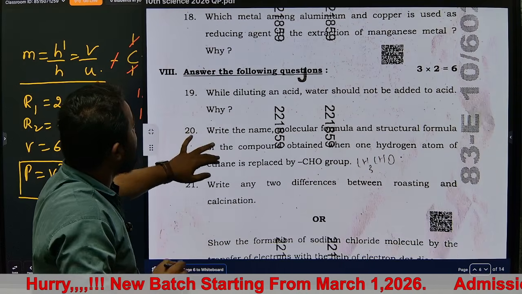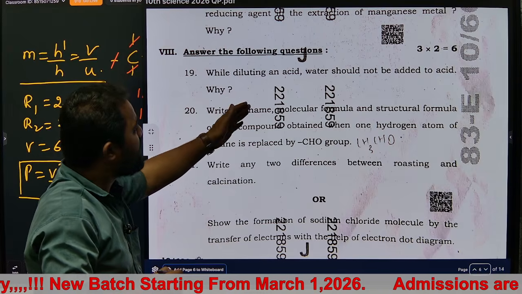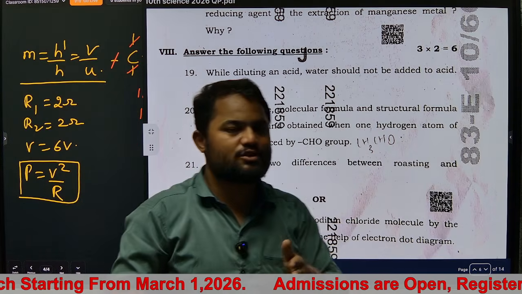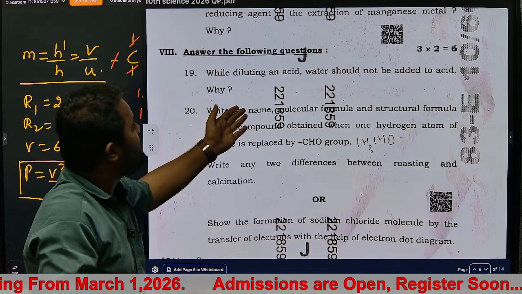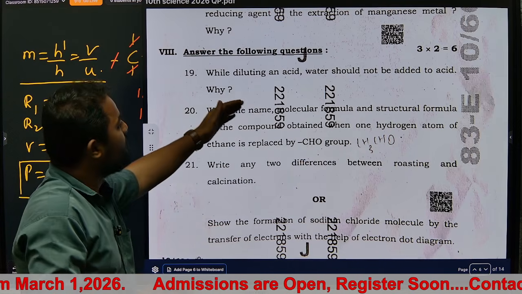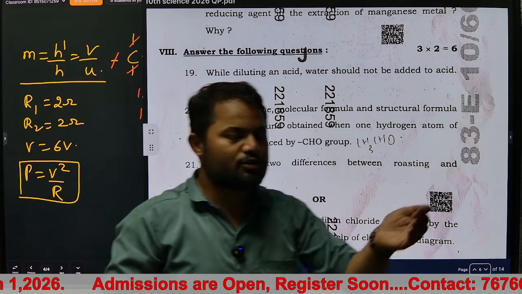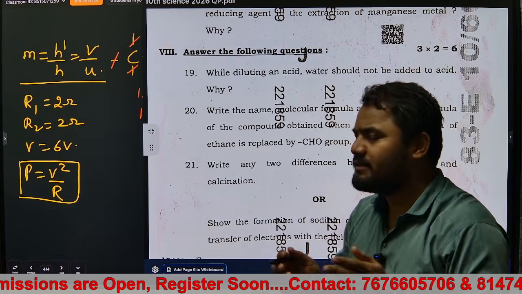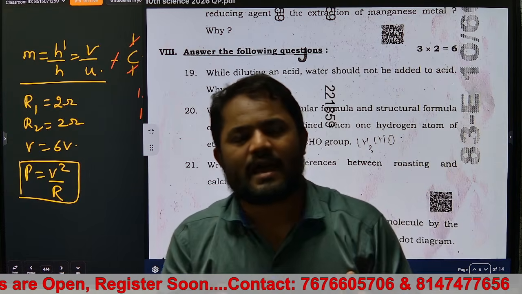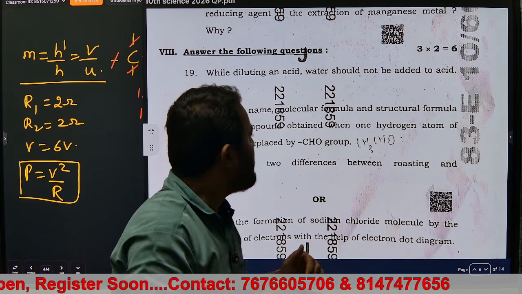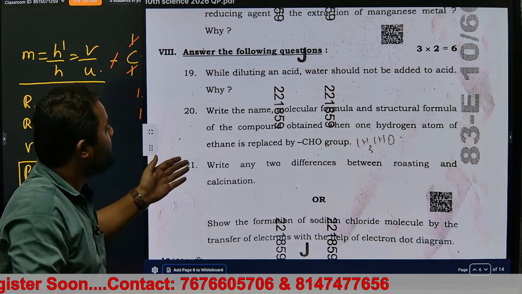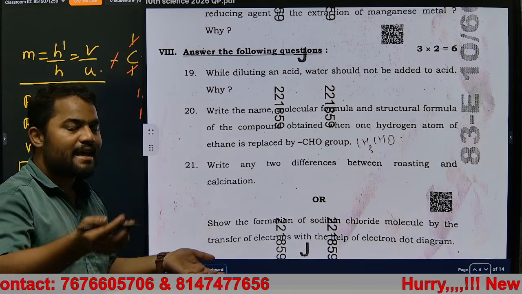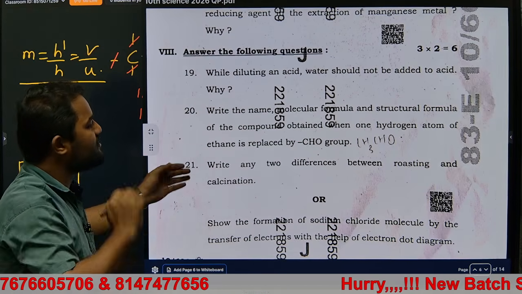Next, while diluting an acid, acid should be added to water. Why should we not add water to acid, but acid to water? When the dilution reaction happens, it is highly exothermic in nature. The solution may splash out and it may cause harm. That's why we have to always add the acid to water, not water to acid.